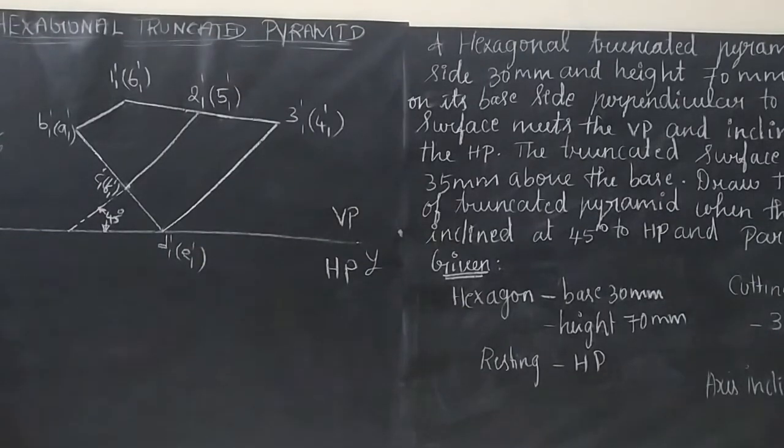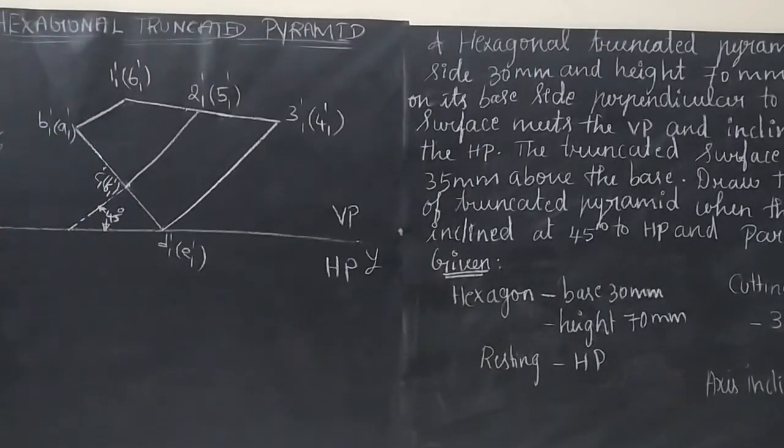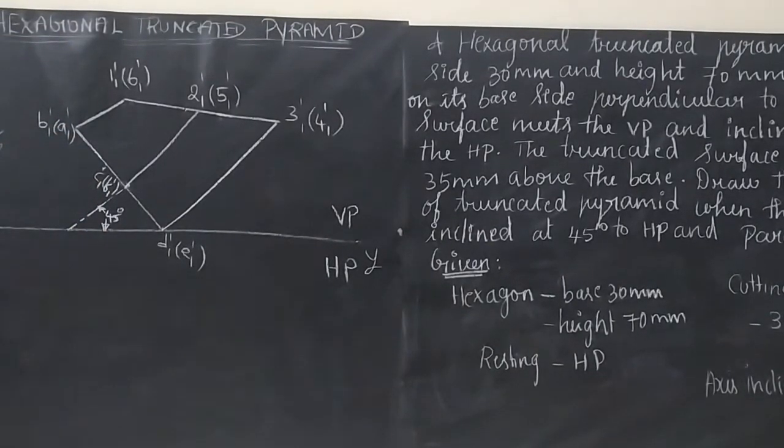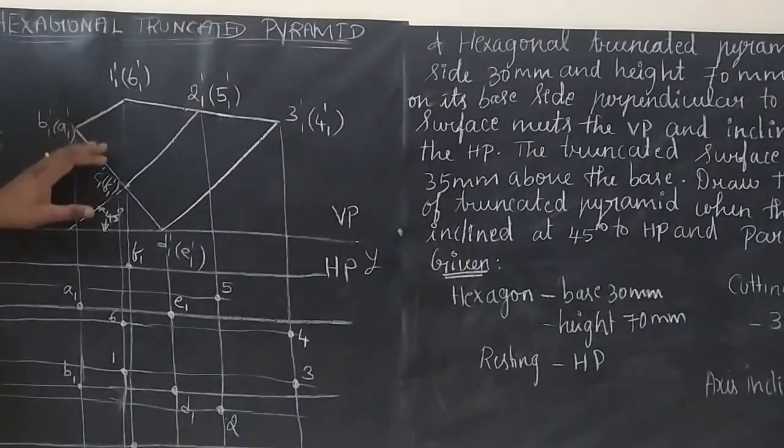So what we are doing is, we are just tilting the axis of the truncated solid. That's what we did here. Next step is, try to project all the points vertically and horizontally. Whatever points are hidden, just mark them and complete the solid. So now we are just going to drop down all the points.